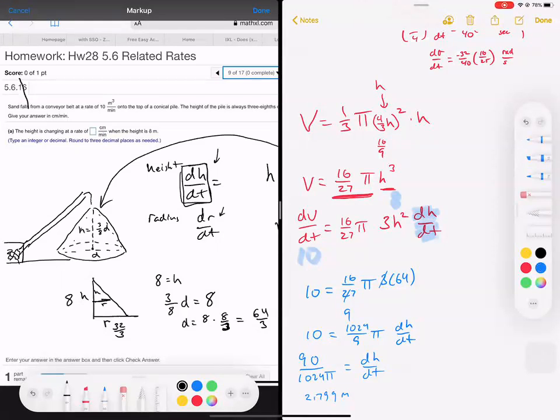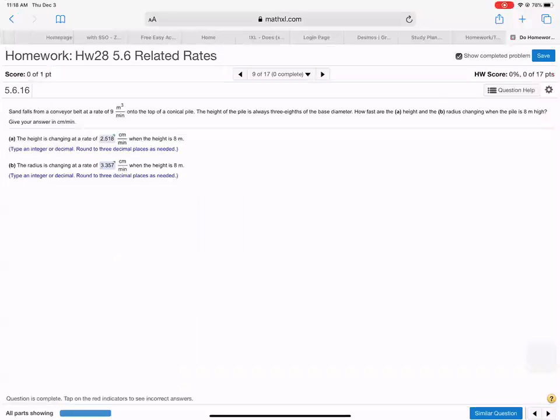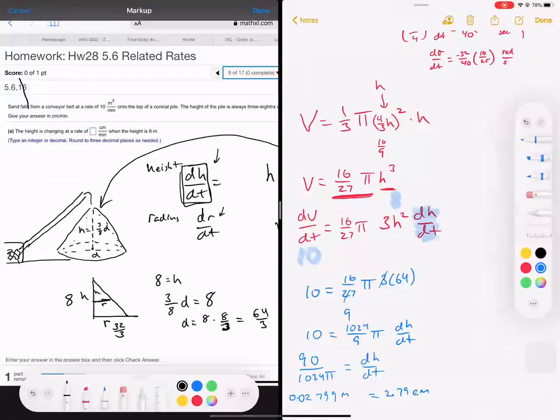I messed up. I translated it in my head already like an idiot. Okay. And if we translate that, that will become, in centimeters, 2.79 centimeters. 2.518. I'm a little off. I wonder why. Let me do this again. 90 divided by 1024.